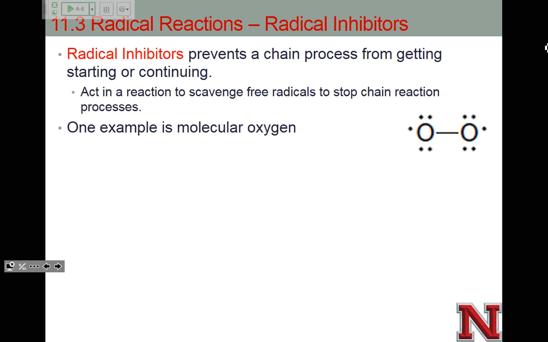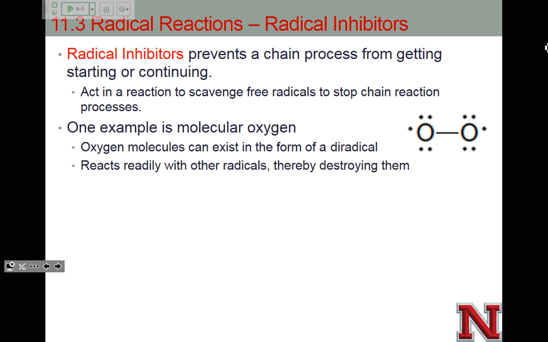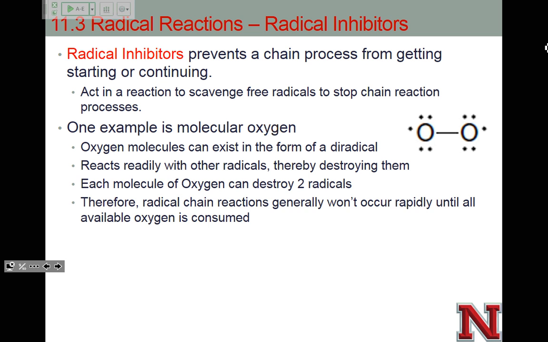Molecular oxygen can have this structure. Notice we have 2 radicals in molecular oxygen. So each molecule in molecular oxygen can terminate 2 radicals in our propagation step. So it reacts really readily with other radicals, and it typically destroys them. And each oxygen can destroy 2 radicals. So therefore, our radical chain won't really occur under oxygen, which is why most of the time these reactions are done after we remove oxygen and put in an inert gas like N2 or argon. Argon is the most common.